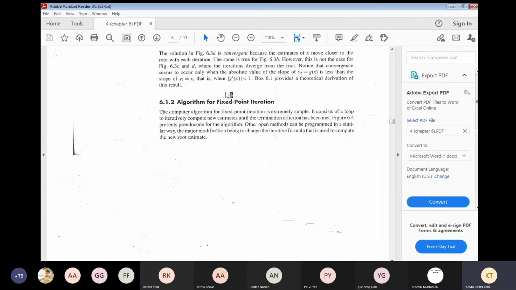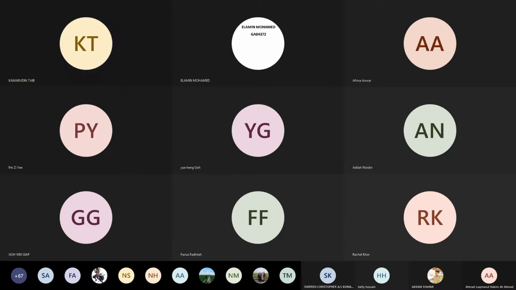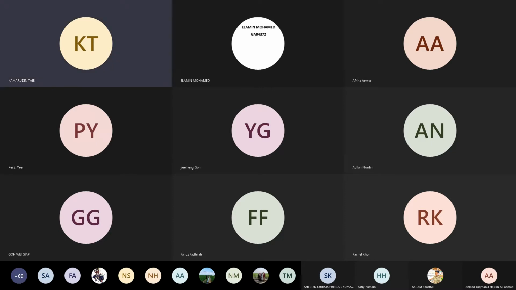Sekejap ni, file tu tengah loading. Lambat. Sudah. Hello? Ya. Ya.